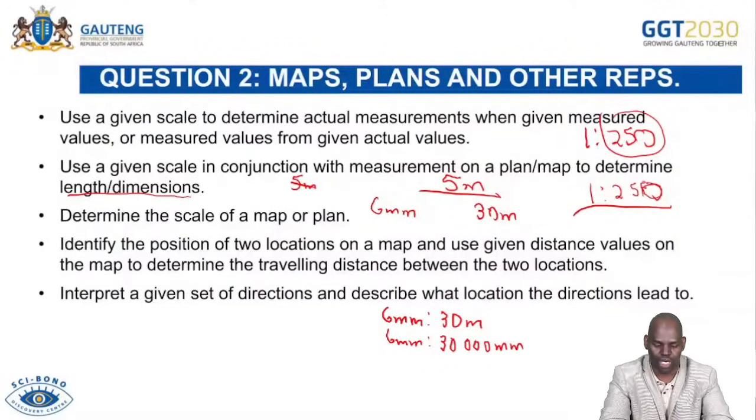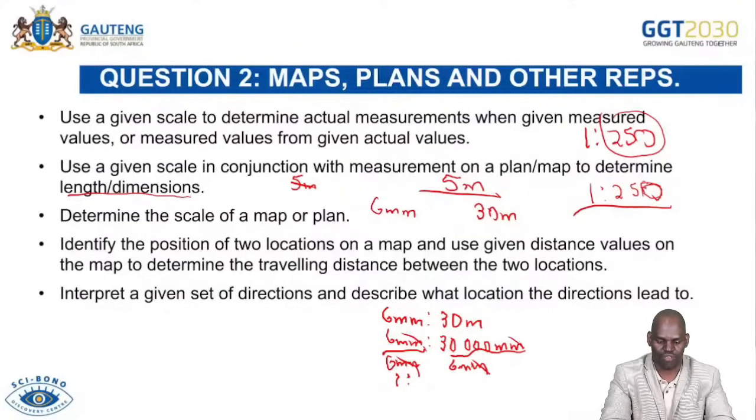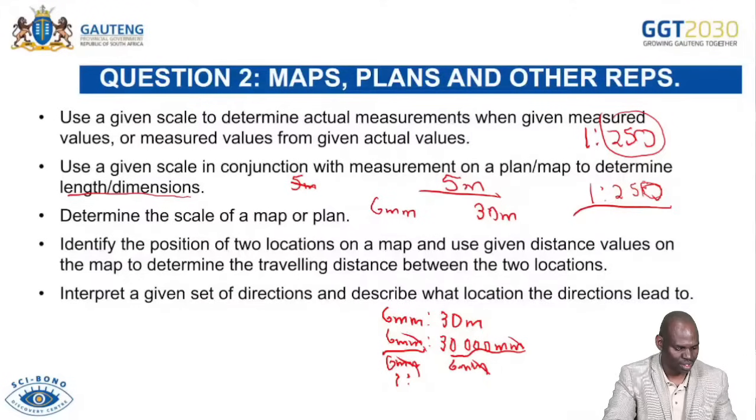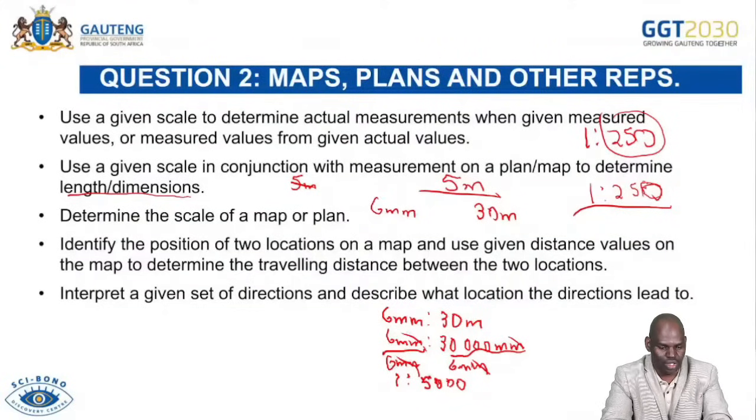30,000 millimeters. Then from there you divide by 6. So 6 millimeters, 6 millimeters. And then the millimeters and millimeters cancel out, then you get 1:2. So if you divide, you say 30,000 divided by 6. If you use your calculator, 30,000 divided by 6, then we get 5,000. So it means the scale is 1:5,000.